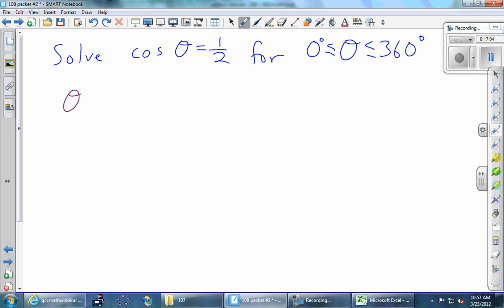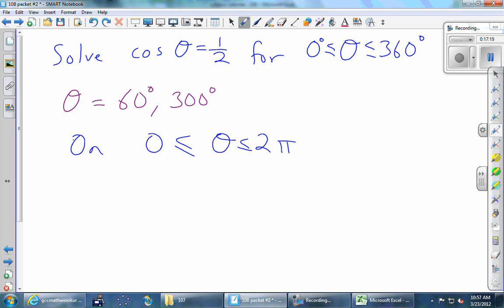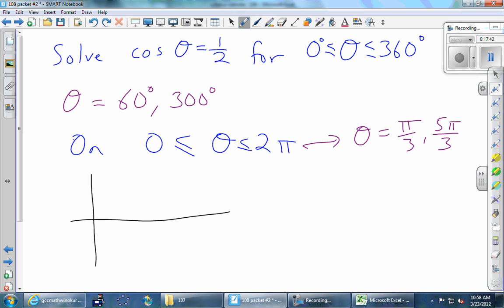So the solutions from the unit circle were 60 and 300. And then if we want to solve it on the radian version of things, we end up with theta is pi over 3 and 5 pi over 3. And I want to relate this to the graphs. We've been talking a lot about graphs. I have to slow down. Remind me, we're still copying.